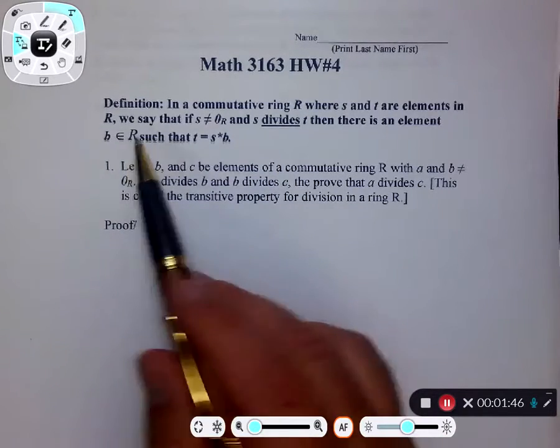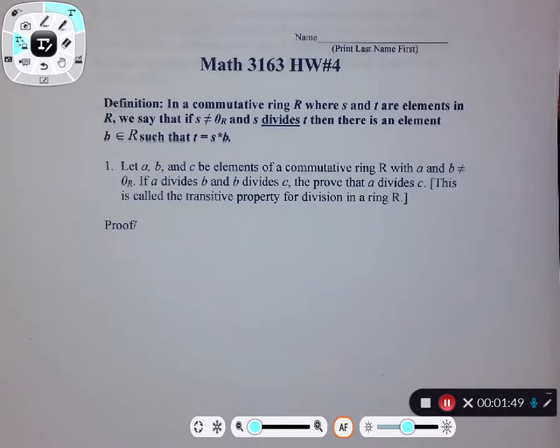These are not integers. So, in this problem, let A and B and C be elements of a commutative ring R with A and B not equal to 0 in R. If A divides B and B divides C, prove that A divides C. This is called the transitive property for division in a ring. If you look at this problem, this is exactly what homework number 1, problem number 1 was. It's the exact same setup, but we don't have integers. So I'll get you started on this one.